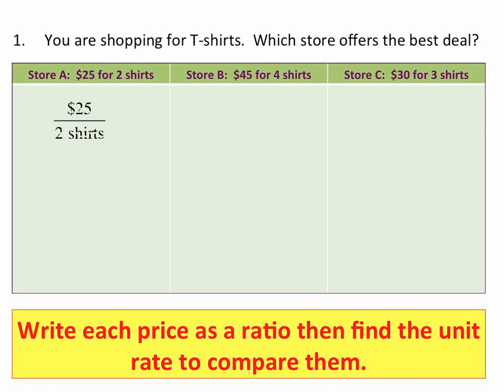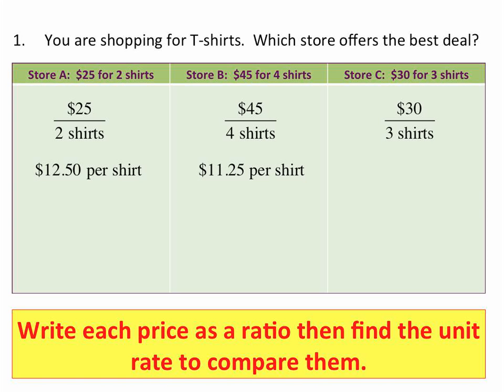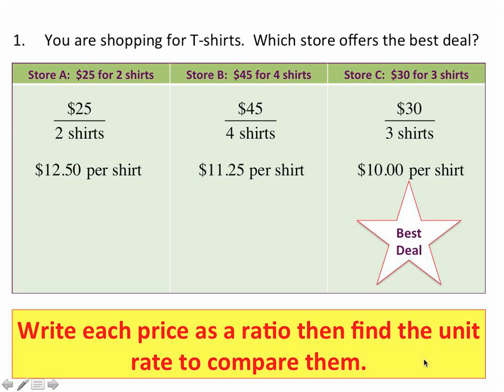So $25 for 2 t-shirts, 25 divided by 2 t-shirts makes $12.50 per shirt. All right, there's my unit rate. Per 1 shirt, it's $12.50. Store B is $45 for 4 shirts. So 45 divided by 4 makes $11.25 per shirt. And store C is $30 for 3 shirts. So that's obviously $10 per shirt. So the best deal out of $12.50 per shirt, $11.25 per shirt, and $10 per shirt is obviously store C, $10 per shirt.